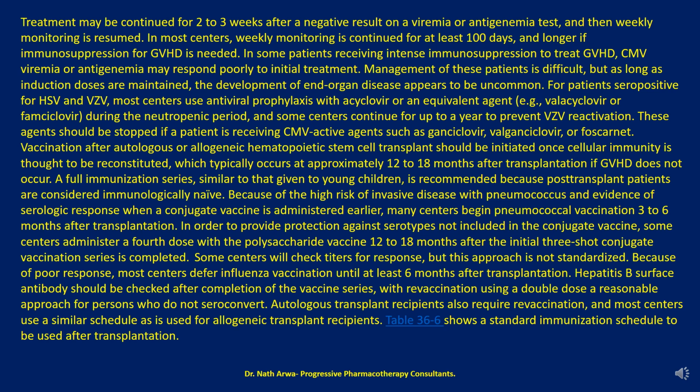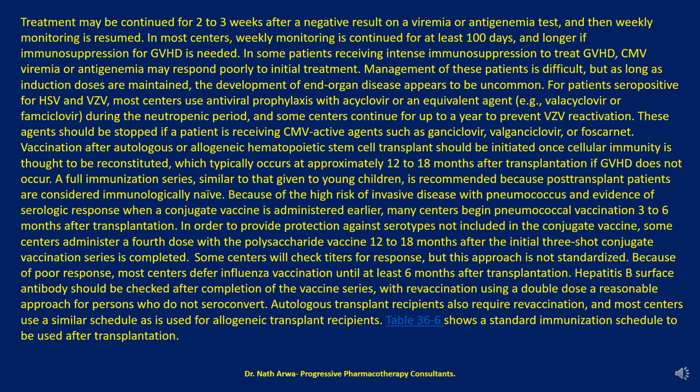For patients seropositive for HSV and VZV, most centers use antiviral prophylaxis with acyclovir or an equivalent agent, e.g., valacyclovir or famciclovir, during the neutropenic period, and some centers continue for up to a year to prevent VZV reactivation. These agents should be stopped if a patient is receiving CMV active agents such as ganciclovir, valganciclovir, or foscarnet.